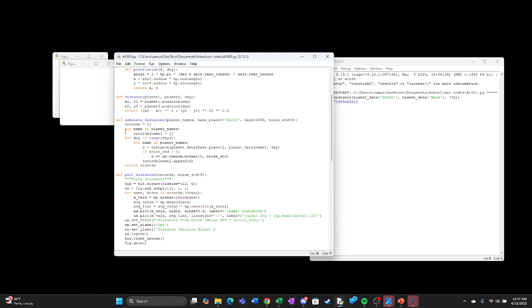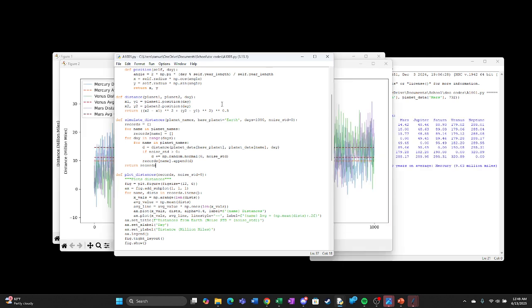So to find these, I essentially just loop through every day in the 1,000-day series and record the distances in this records dictionary. For the noisy ones, I used a normal distribution with standard deviation equal to the noise. It weakens the data a bit, but if the noise gets too high, then it essentially overpowers what the actual position of the planet is, and it becomes useless. But in cases where it's not too high, you can still see the pattern.